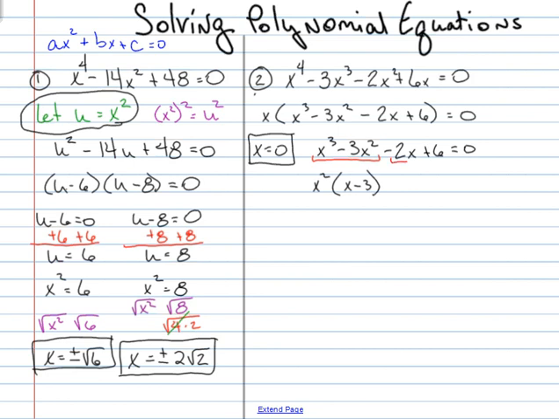I'm now going to look at my last two pieces here. I have a negative 2x plus 6. Here they have a GCF of negative 2. So I take a negative 2 out, which leaves me with x minus 3. And again, this is still all equal to 0.